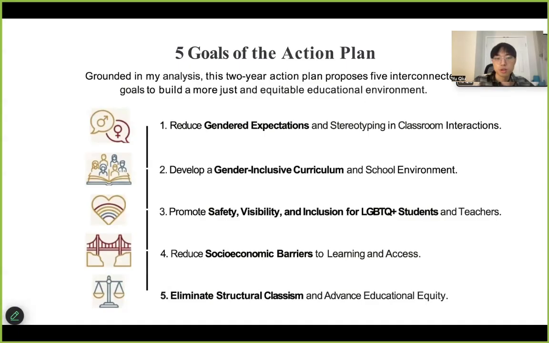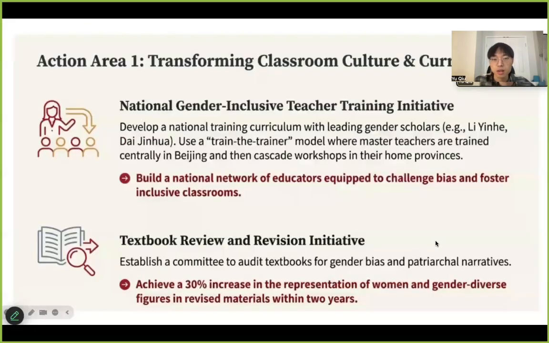The first goal is to reduce gendered expectation and stereotyping in classroom interactions. The second is to develop a gender-inclusive curriculum and school environment. The third goal is to promote safety, visibility, and inclusion for LGBTQ plus students and teachers. The fourth is to reduce socioeconomic barriers to learning and access. The fifth is to eliminate structural classism and advance educational equity.